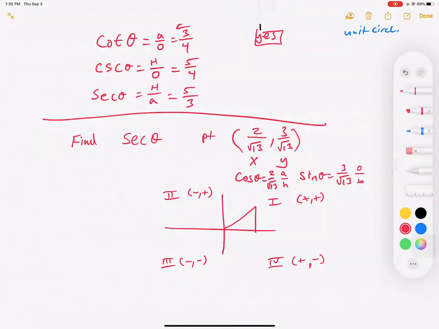First, cosine is adjacent, isn't it? So that's 2. Sine is opposite, so that's 3. And don't they both share the same hypotenuse here? They both have the hypotenuse of square root of 13.